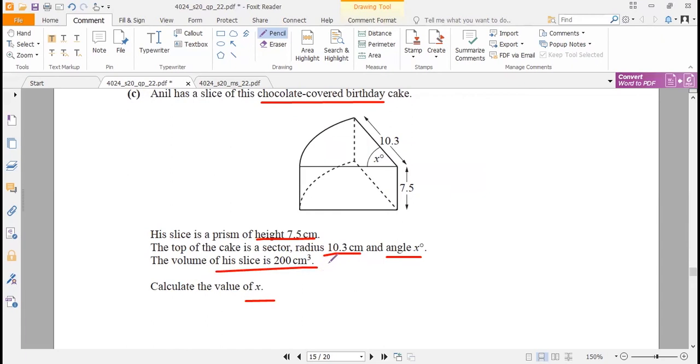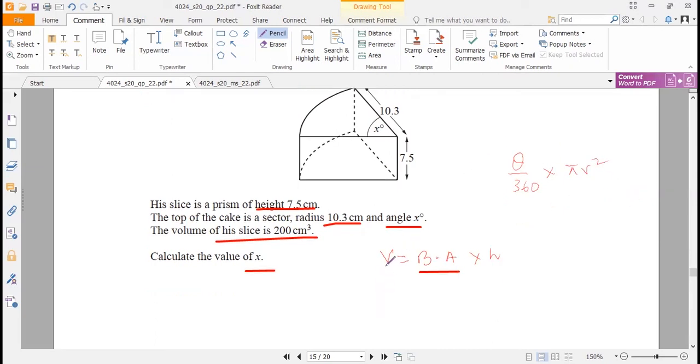So firstly, to find out the volume of this, we need to find out the base area. That is base area multiplied by height. And we have a volume over here, and the base area is a sector of a circle. And what is the formula for the sector of a circle? Theta upon 360 multiplied by pi r square. So by using this formula, we can find out the base area.